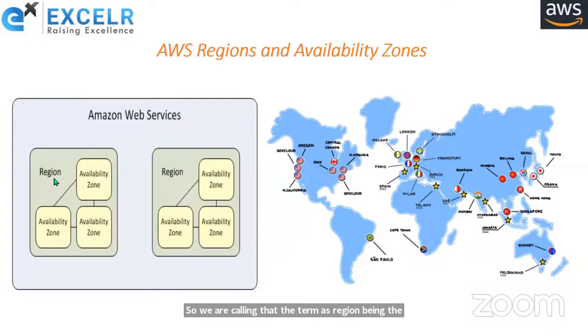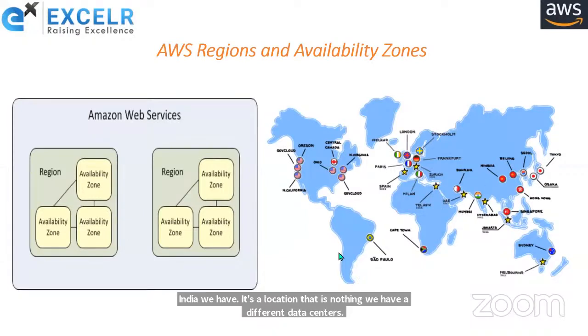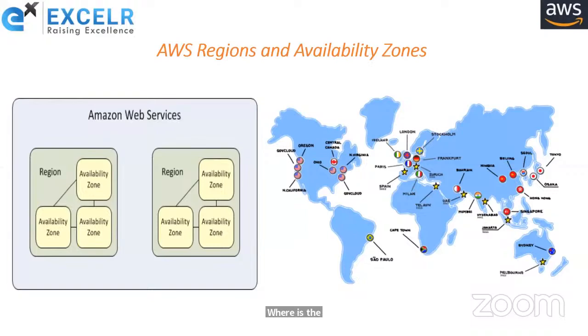You can see this is a region, and inside that region there are different data centers. For example, in India, it's a location that is nothing but a region. We have different data centers. Where are the data centers located for Amazon? In Mumbai, I have one data center. In Hyderabad, I have one data center. Maybe in Bangalore, I have one data center. Those are what I'm calling availability zones. Let us see the map and how it looks.